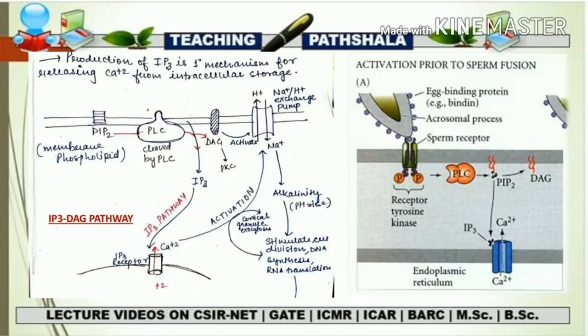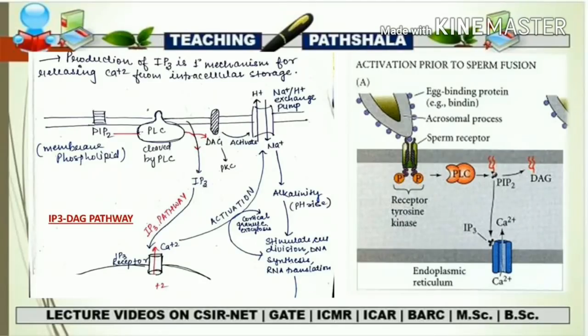Now let's talk about the second factor that is responsible for the activation of the cortical granules. From the figure of the IP3 DAG pathway, you can see that DAG is able to activate the sodium and hydrogen exchange pump. By the activation of the sodium and hydrogen exchange pump, there is an efflux of hydrogen outside the egg, and there is an influx of sodium inside the egg. Due to this influx of sodium, there is an increase in the pH of the egg. That means there is an increase in the alkalinity or basicity of the egg environment, and this is going to make a positive response for activating the cortical granule exocytosis.